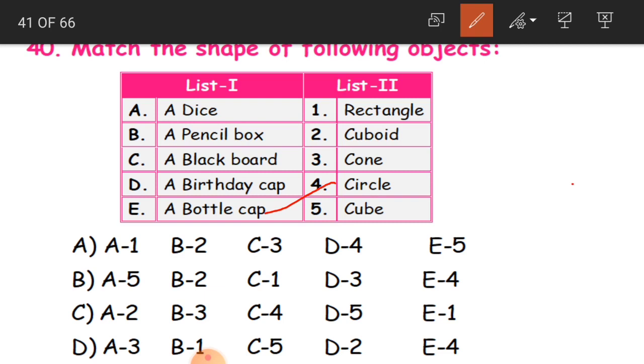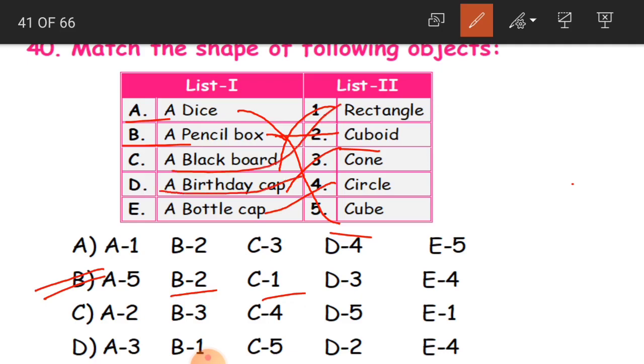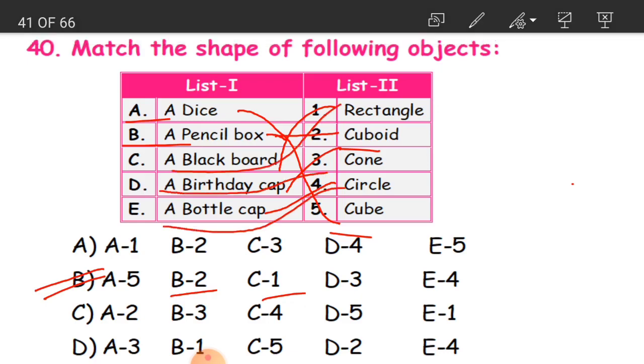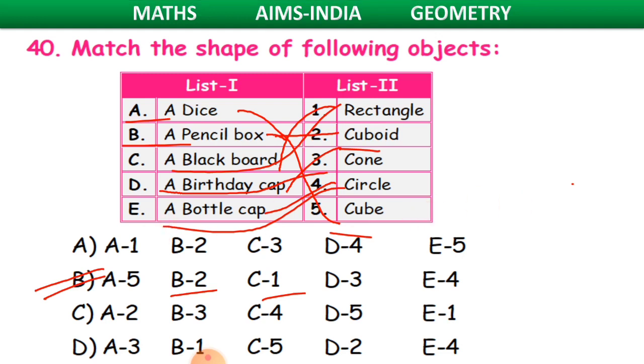So what are our correct answers now? Dice is in the form of a cube, the shape of a pencil box is a cuboid, blackboard is a rectangle, birthday cap is a cone, and bottle cap is a circle. So these will be our correct answers, that is option B. A5, B2, C1, D3 and E as 4. Clear, children?